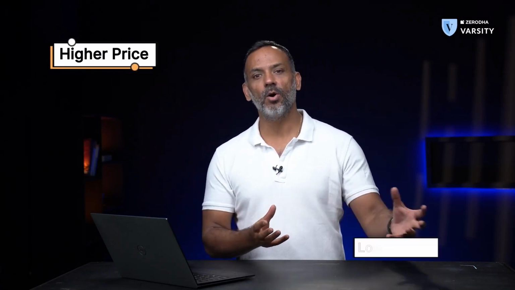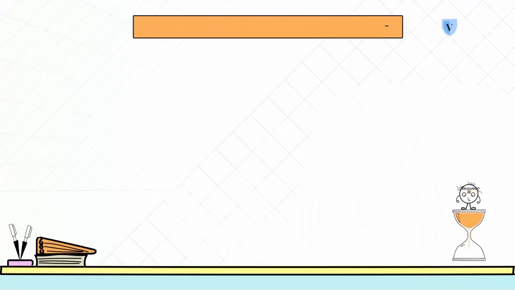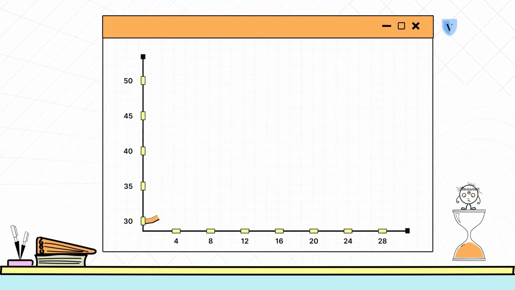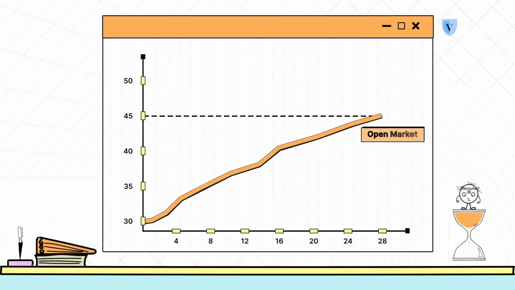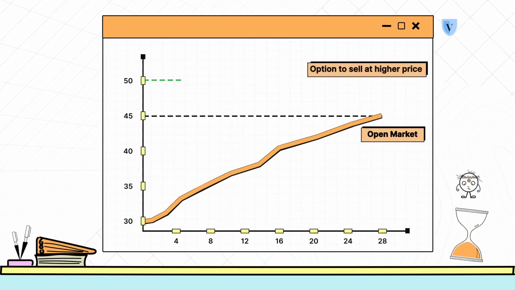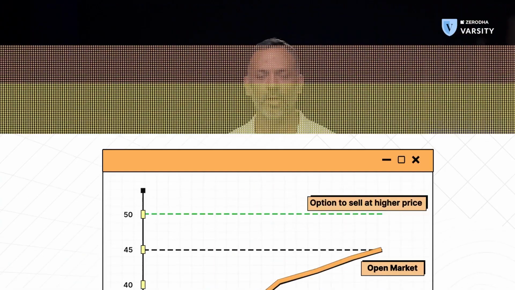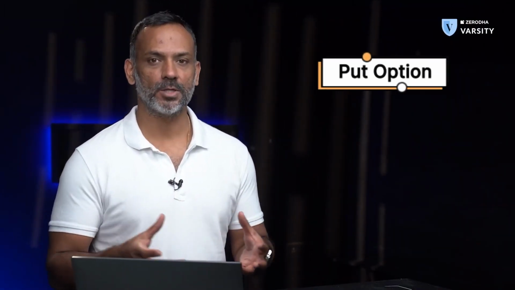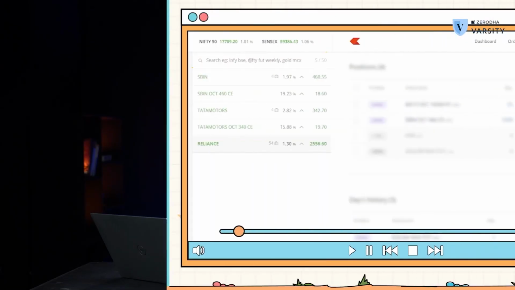Now imagine a situation where you can get to sell a stock at a higher price when the same is selling at a much lower price in the market. Would you like it? Of course you would. Think about it. A stock is trading at 45 rupees in the open market, but you have a right to sell it at 50 rupees. Now, isn't that a good right to have? To get this right, you need to buy something called a put option of a stock. Let's try and understand this with an example.